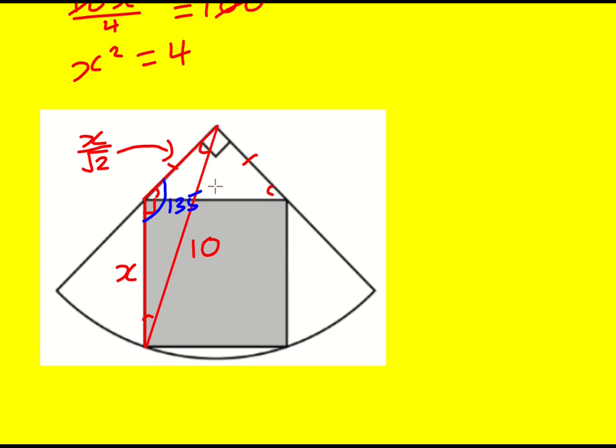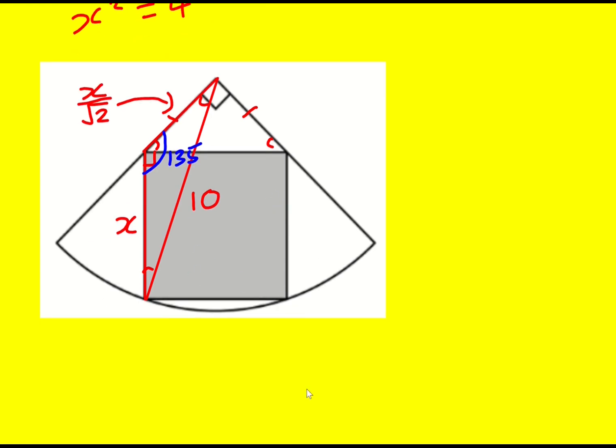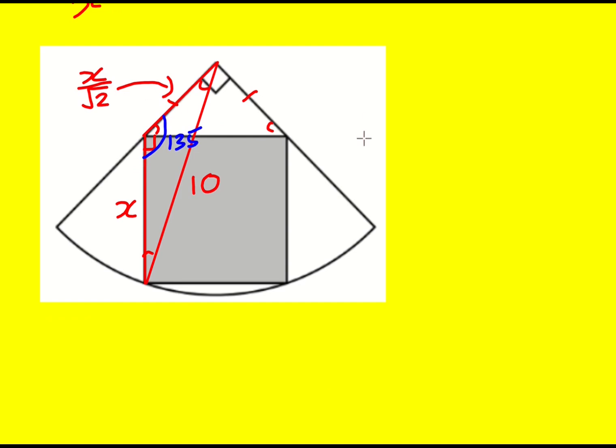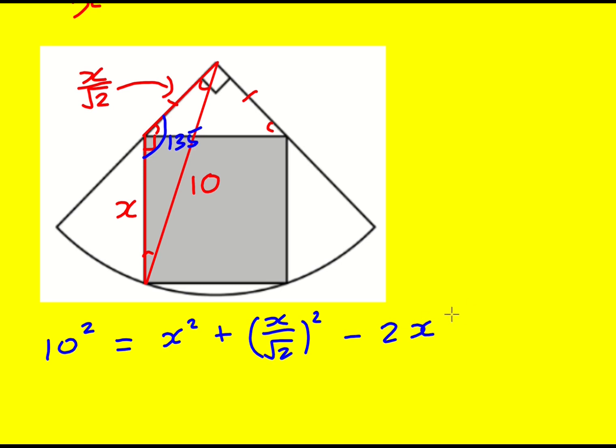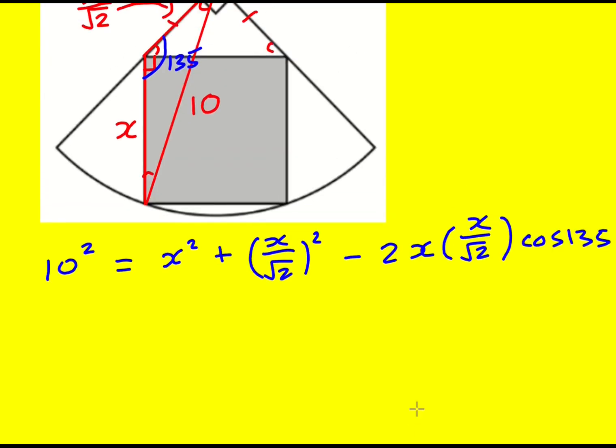And I then use the cosine rule to relate the angle 135 with the x. So it's going to be 10 squared is equal to x squared plus x over root 2 squared minus 2 times x over root 2 cos 135. Okay, now that is one to think about a little bit. Cos 135.